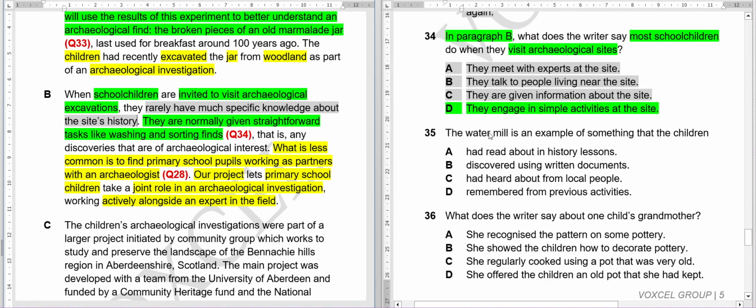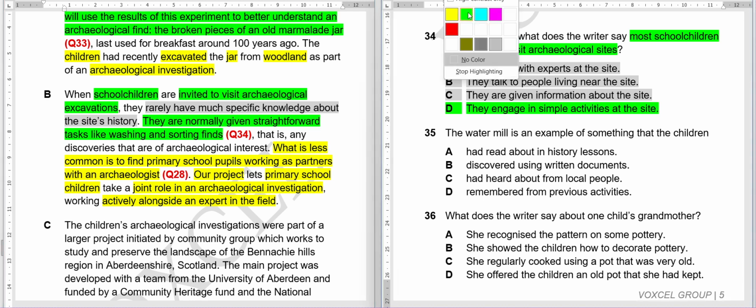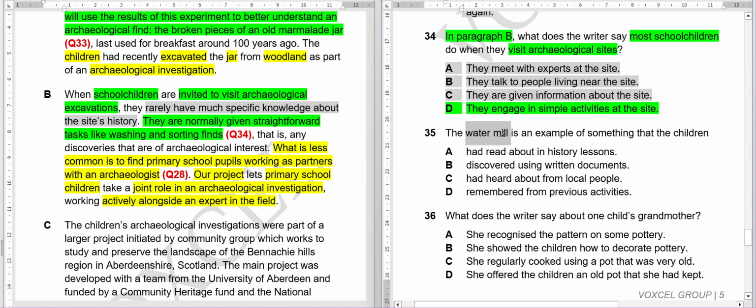The watermill is an example of something that the children, so we know in whichever paragraph the watermill is mentioned, that paragraph will contain our answer to question number 35. Before that, there is no use of reading this particular question right now.